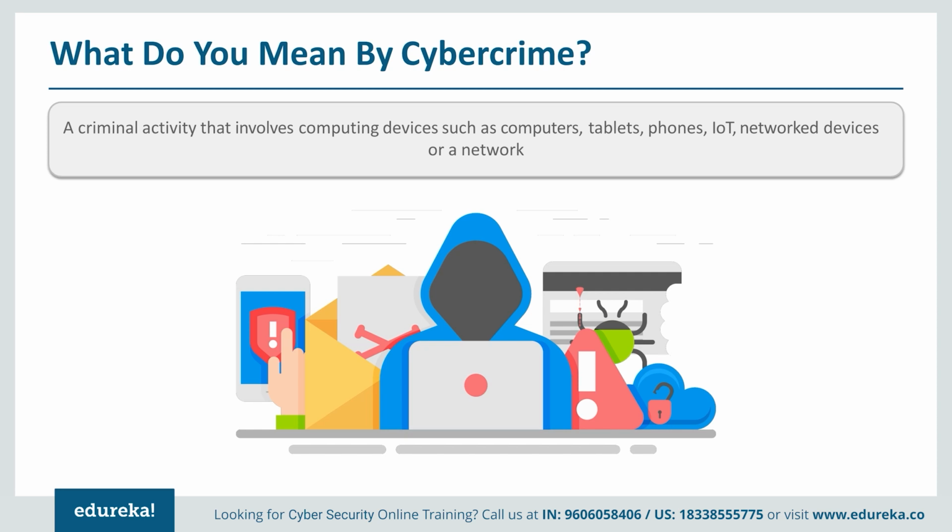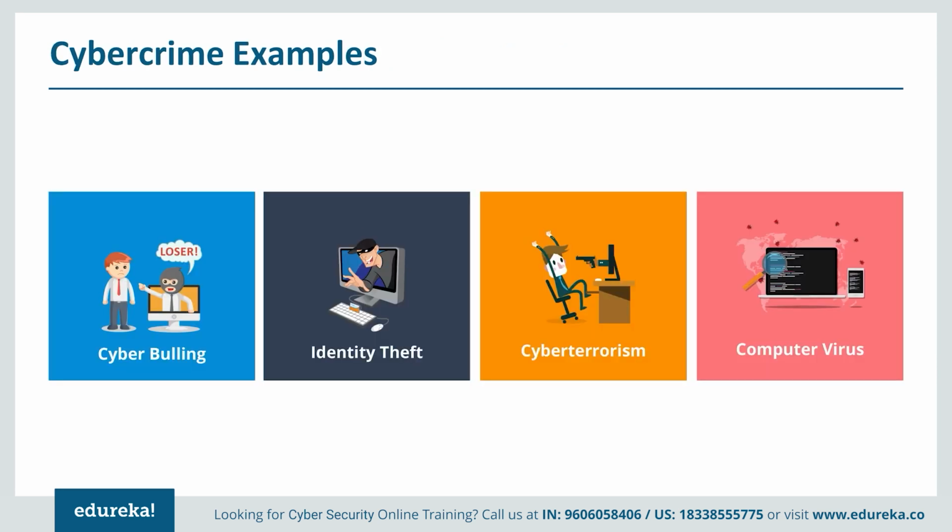So, as the slide describes, it is criminal activity that involves computing devices such as computers, tablets, phones, IoT devices, network devices, or the network. Simply put, any crime happening over a digital network. What are examples of cybercrimes? Cyberbullying, threatening someone, hacking someone's account, or defaming someone.